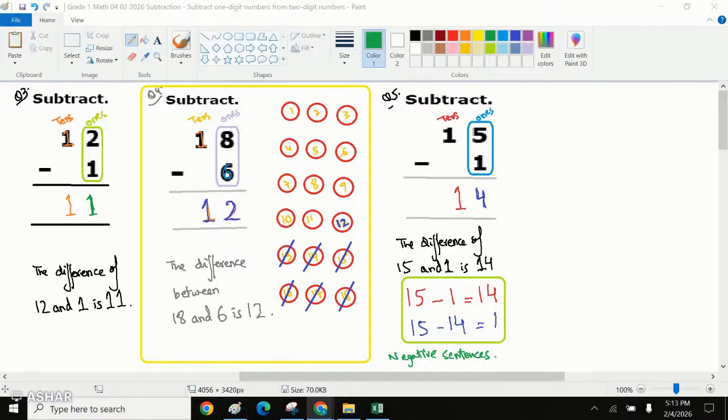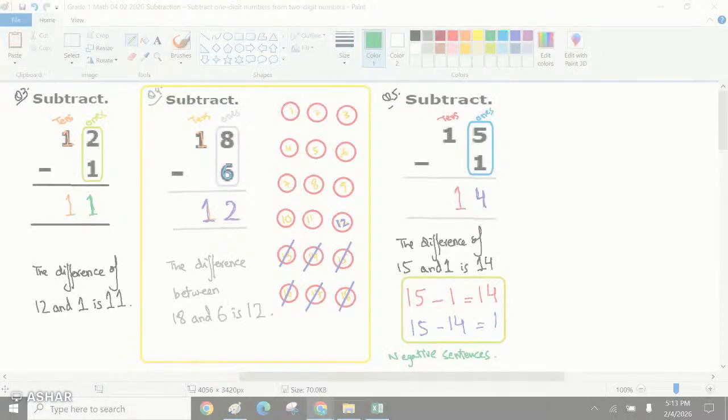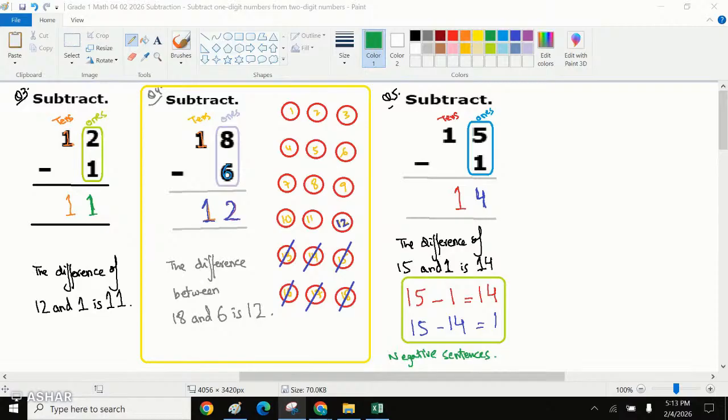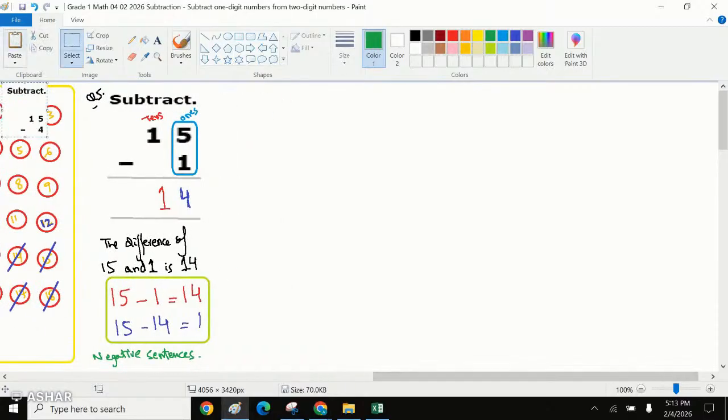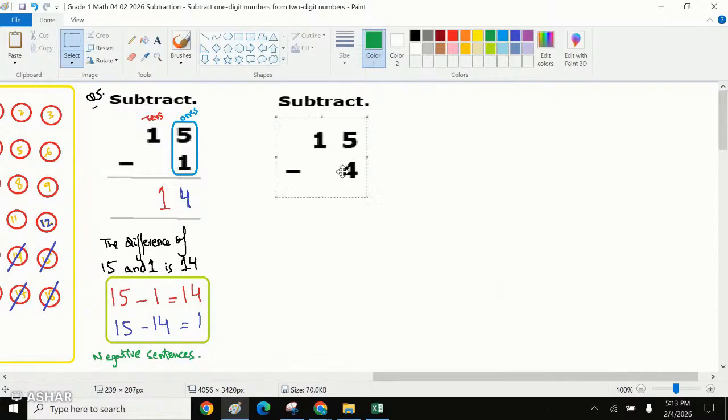So the next question is what we just discussed. I said it could be 15 minus 1, or it could have been 15 minus 4, right? So the next question we have is 15 minus 4. And it says subtract 15 minus 4, right? So what we can do over here is, if this is question number 6, we know we need to subtract the ones first, and we know that these two numbers are the ones.